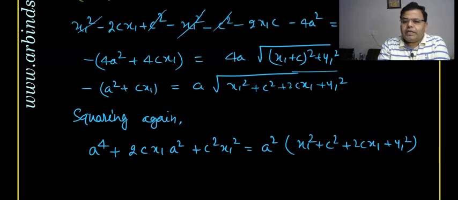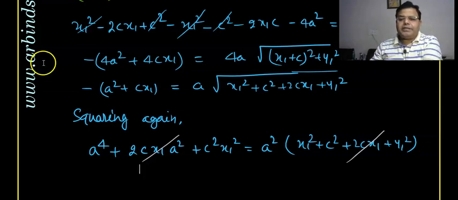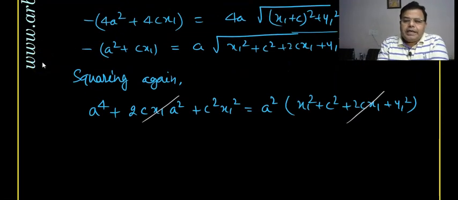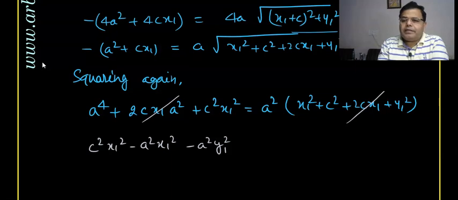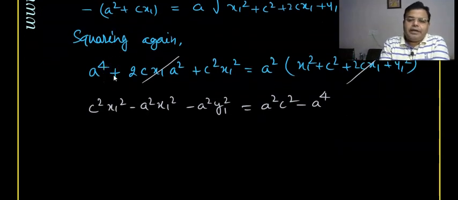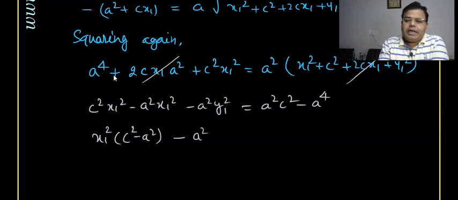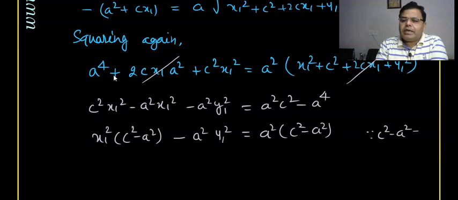Now you will find that 2cx1 a square and 2cx1 a square, these two will cancel out, isn't it? And c square x1 square, and here a square x1 square plus c square. So clearly it is c square x1 square minus a square x1 square from this side, right? And also minus a square y1 square, and this side a square c square constant will be there, and a4 from constant will be there from this side. Now if I take x1 square common, then c square minus a square, and here a square y1 square. We know c square minus a square is equal to b square.